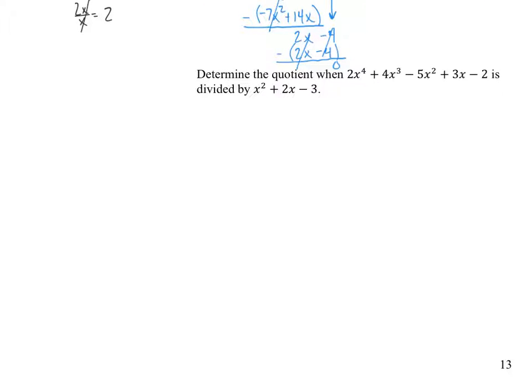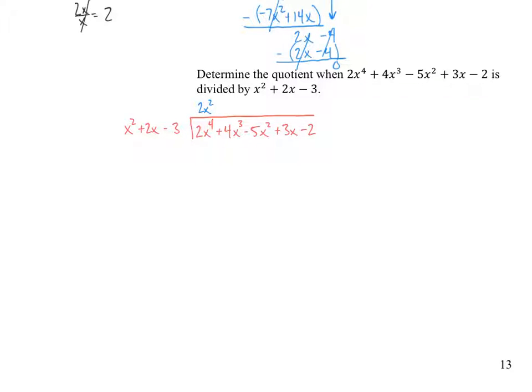All right, let's set it up. Just like when we were dividing with a linear binomial, here the divisor is a quadratic, but we can still do this. It's the same thing. We're just going to first see how many times x squared goes into 2x to the 4th. So 2x to the 4th divided by x squared would be 2x squared.